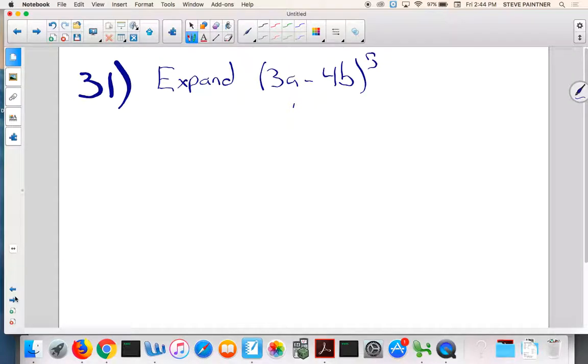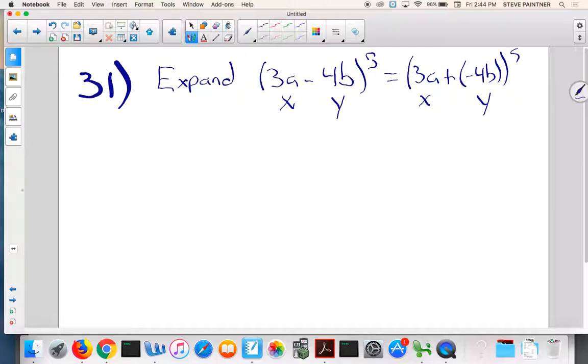Okay, let's move on to the second problem. So again, in our binomial theorem, x and y are just placeholders. So if we want to expand 3a minus 4b to the fifth, 3a is like our x, and negative 4b is like our y. So in fact, it might even be easier to write this as 3a plus negative 4b to the fifth. So we can see that this is the x and this is the y.